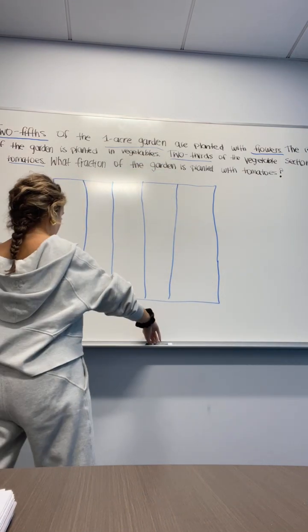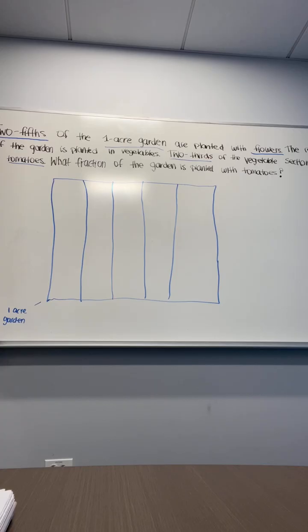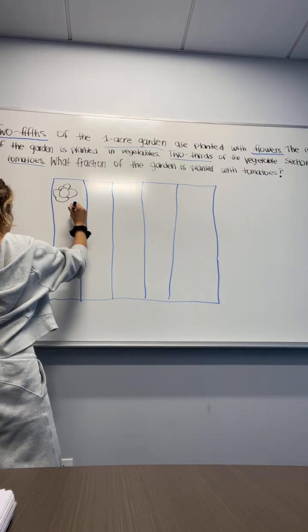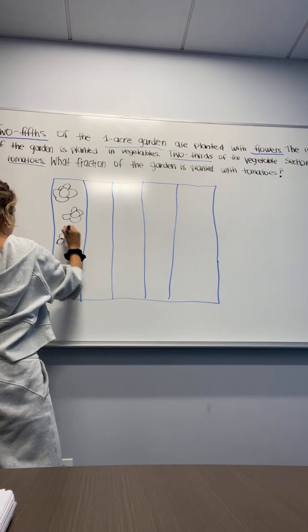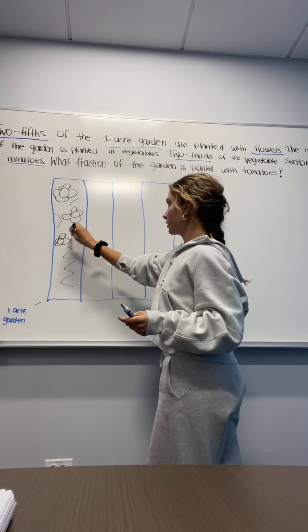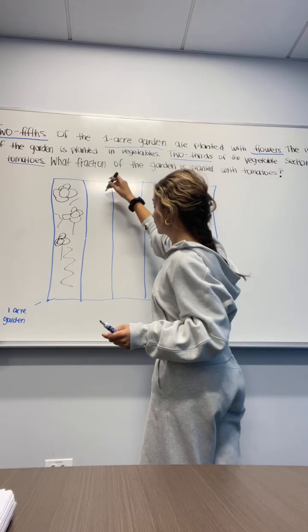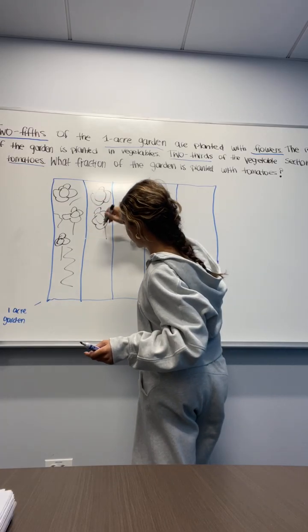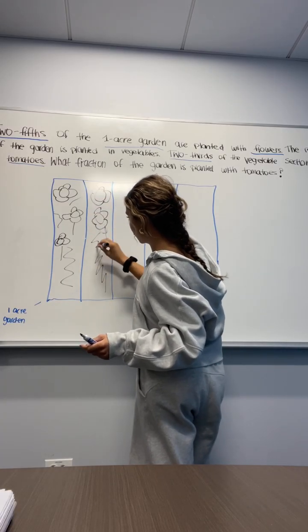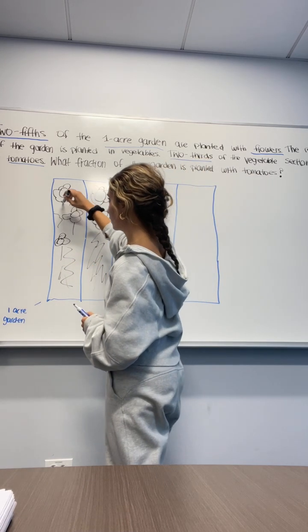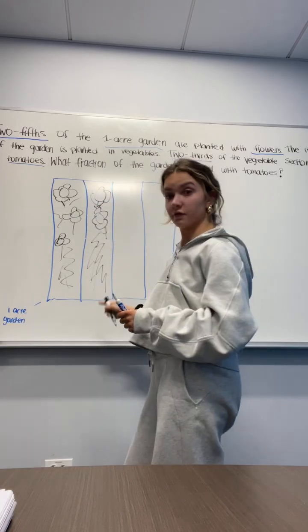It says 2/5 of the 1-acre garden are planted with flowers. So let's maybe draw some flowers. So those are flowers. That's 1/5. We need 2. You don't have to make it super detailed like mine, but I just wanted to have a little visual. Hopefully that looks like a flower. So that is our 2/5 with flowers.